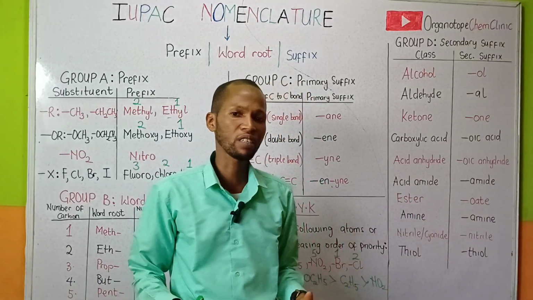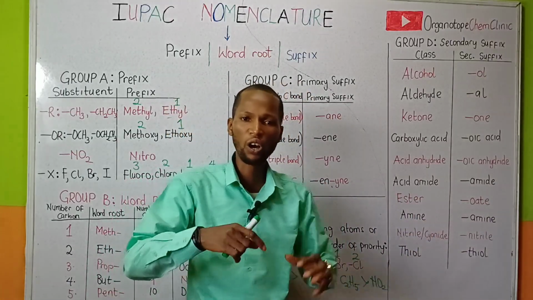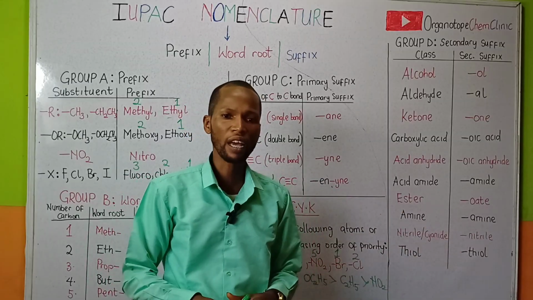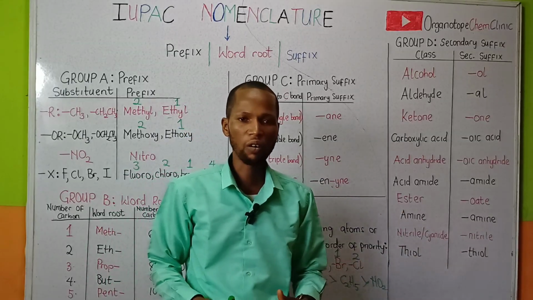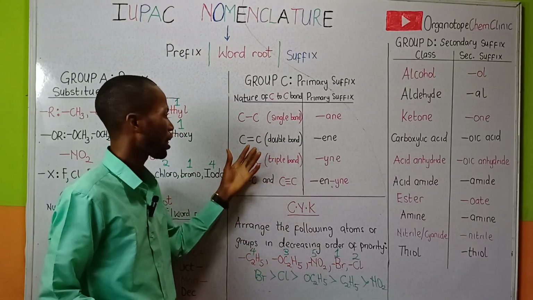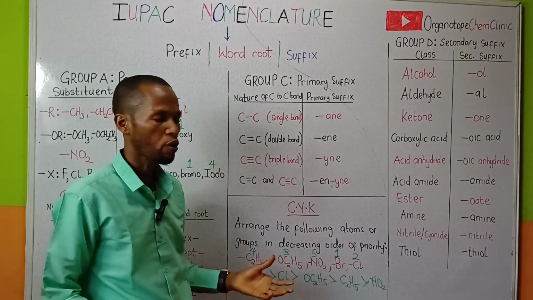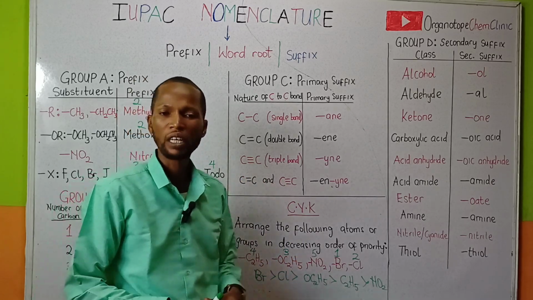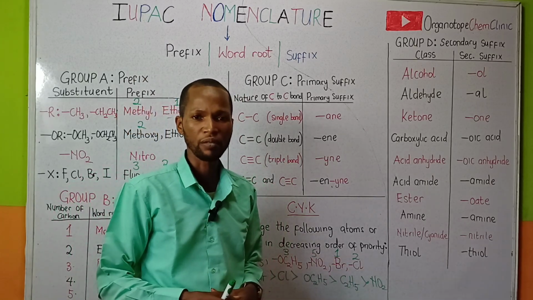The primary suffix indicates the nature of the carbon to carbon bond in the longest carbon chain. Now, the carbon bond can be a carbon to carbon single bond. We can as well have the carbon to carbon double bond, and we can also have the carbon to carbon triple bond in a carbon chain.